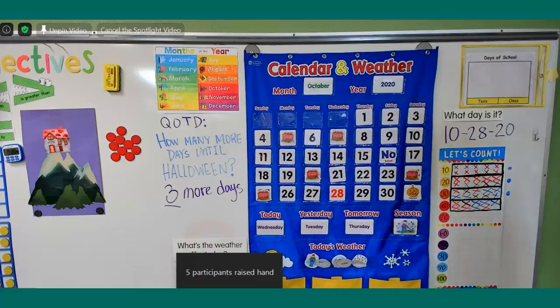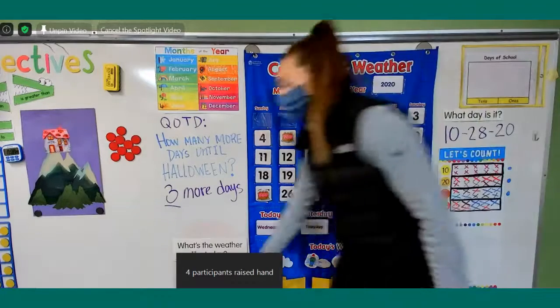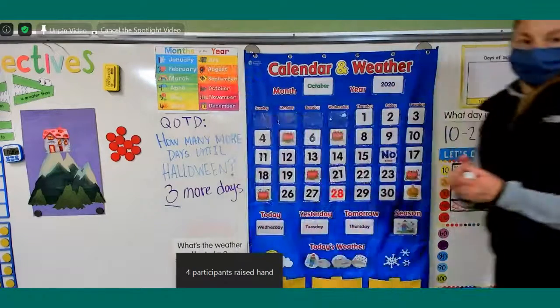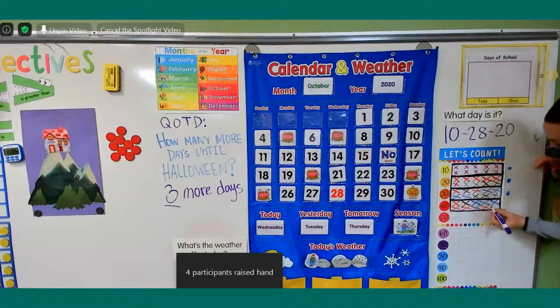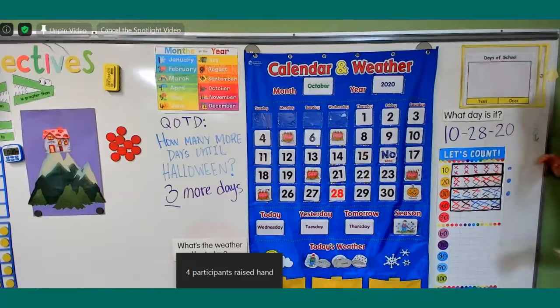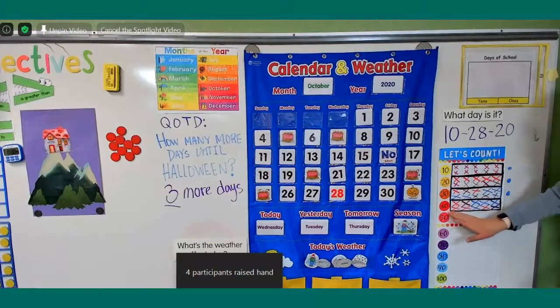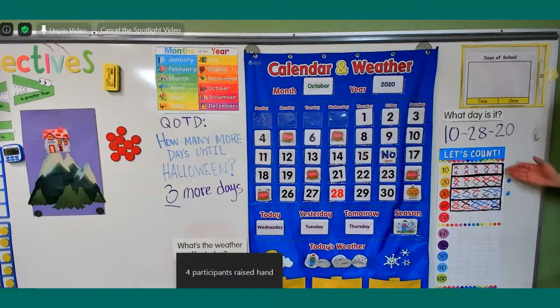Okay, Naomi, how many days have we been in school? 40. 40, nice job. Here is today's mark. And we have 4 10 frames all the way filled up. So we have 10, 20, 30, 40. These are all filled up.